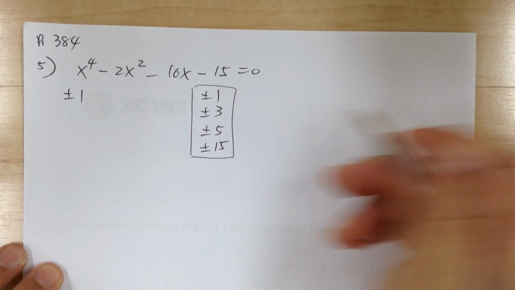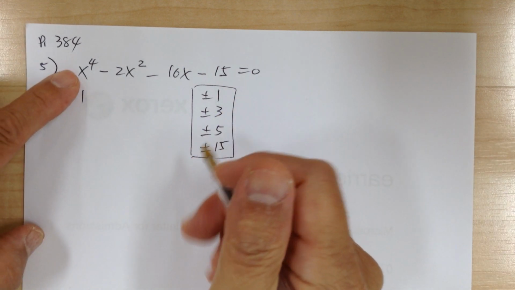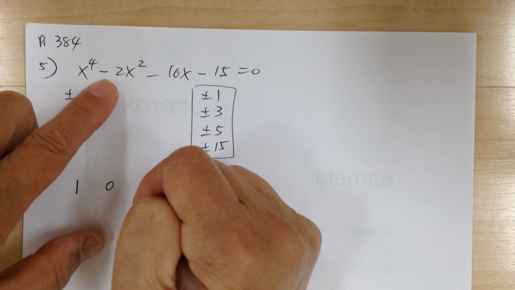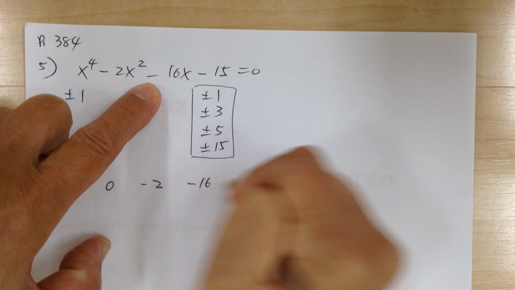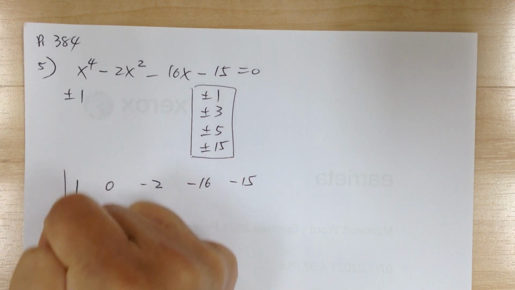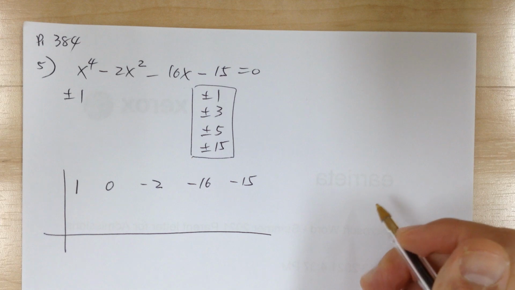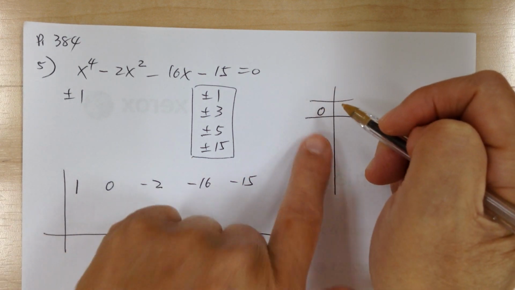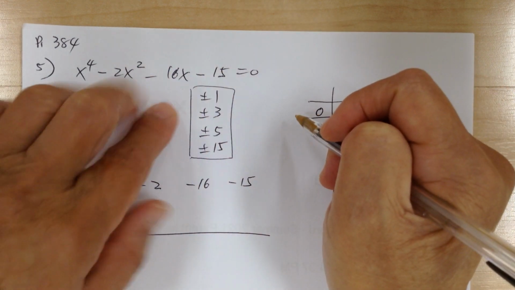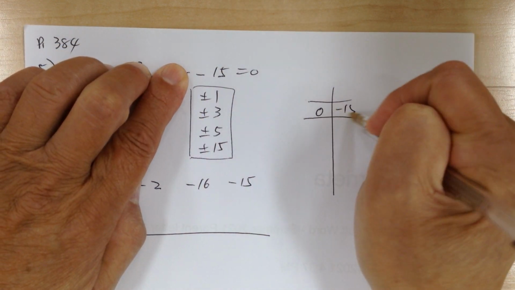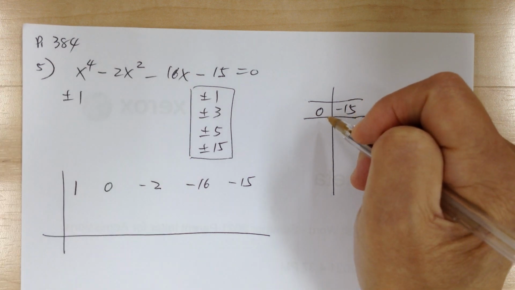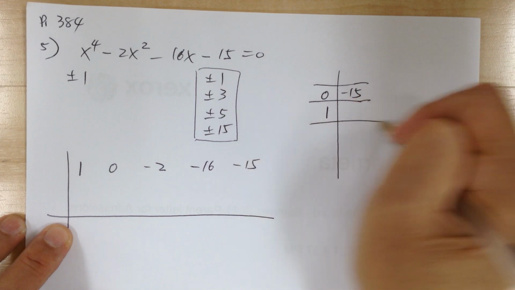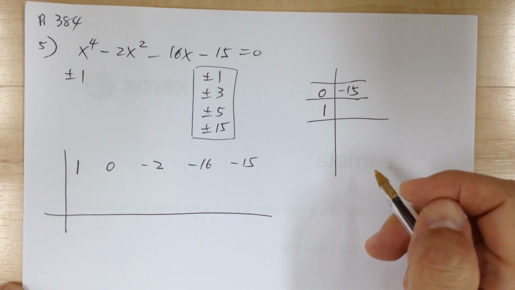Okay, so that's going to get our synthetic division set up. So it would be 1. Now there's no x cubed term, so it would be 0, and negative 2, negative 16, negative 15. And I'm going to compile and keep track. So again, I always start with 0. So 0 means you put a 0 in here, so all this will be gone. So it will be negative 15. When you try 0, it will give you negative 15. Then again, I always start with 1 so I can see what direction I'm going.